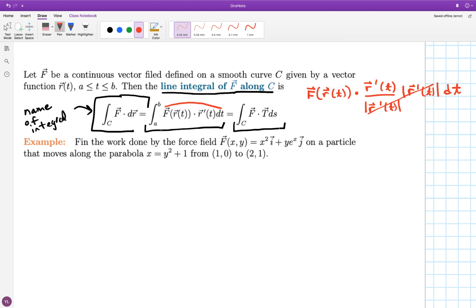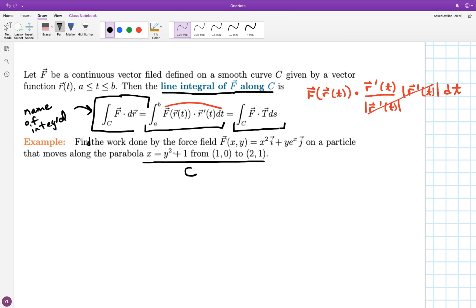Okay, so let's practice using a parameterization to compute a line integral of a vector field. So let's find the work done by this force field. This is a two-dimensional problem, on a particle moving along this parabola from (1, 0) to (2, 1). So this is the description of the curve C, and then this is a description of the force acting on the particle at any time.